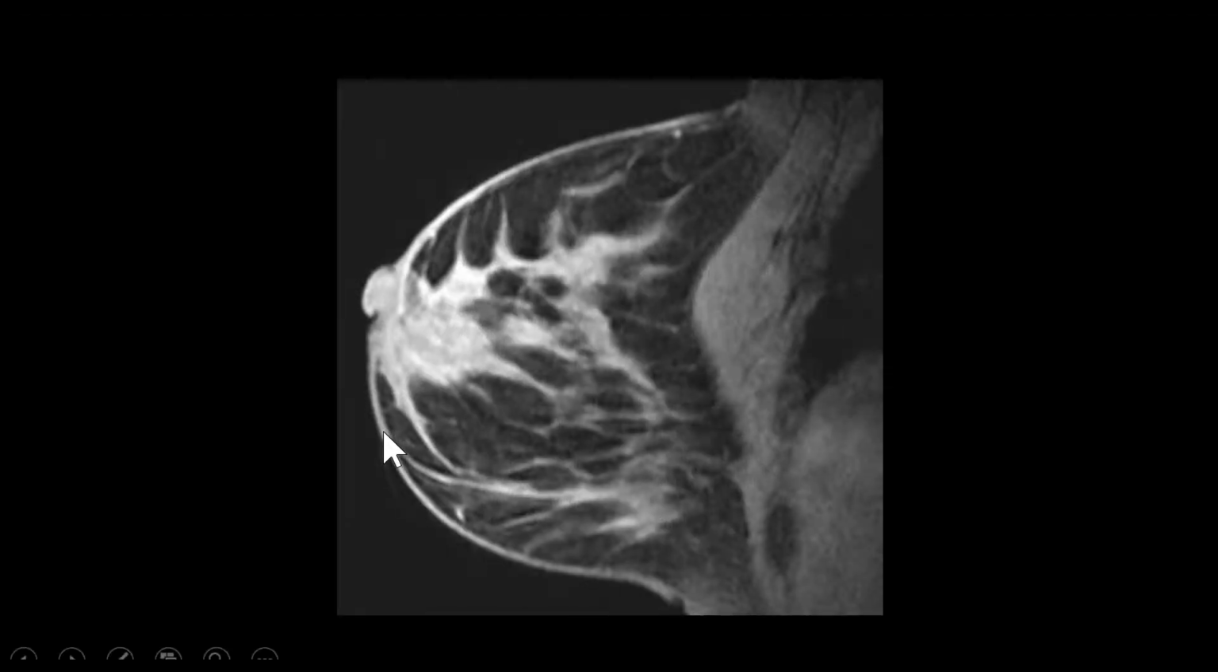So MRI is great for soft tissues. We can do breast MRI. We're hoping that breast MRI will be better for breast cancer than mammography. We know that mammography is actually not that good. When you actually find a cancer on a mammography image, there was usually an abnormality on the prior.